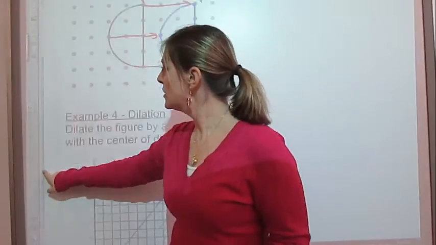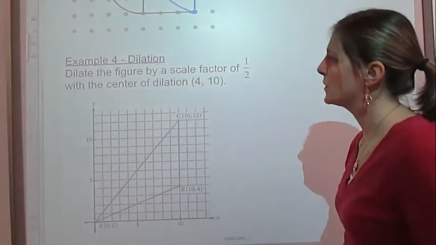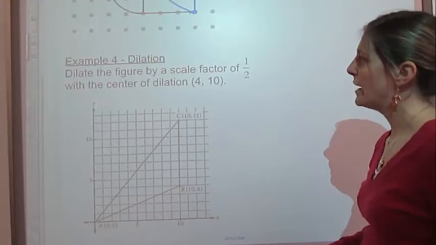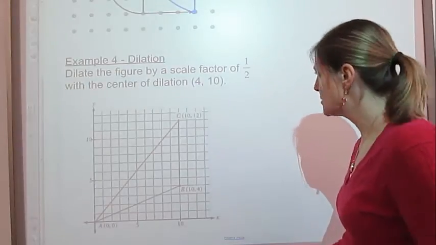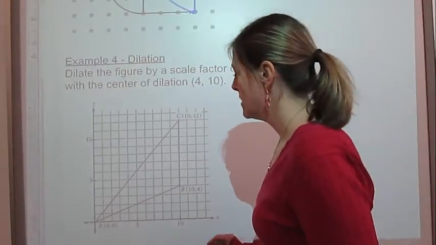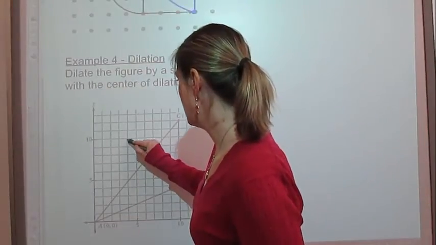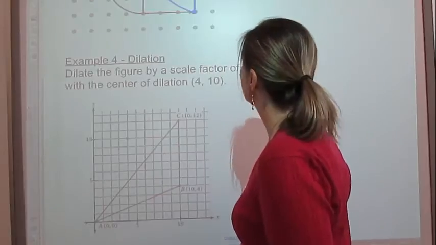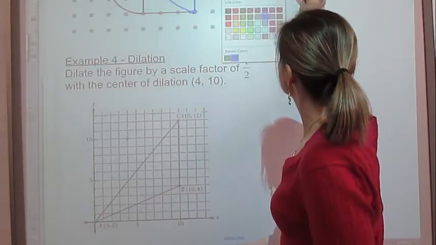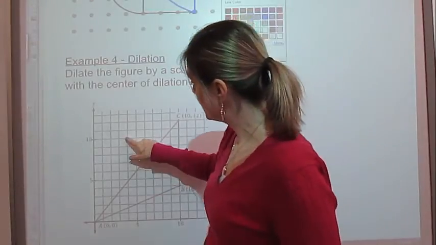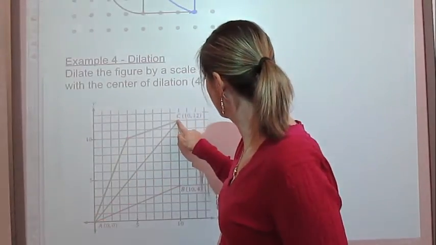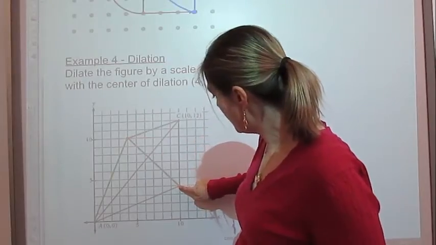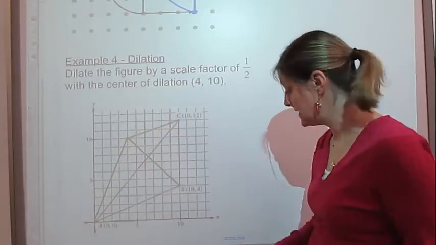All right, now let's take a look at the dilation. The last one, dilation. Dilate the figure by a scale of 1/2, so we know it's going to get smaller, with the center of dilation at 4, 10. So we're going to go over to 4 and up to 10. Now what we need to do is draw our line segments from that center of dilation to each of the points. And then we need to find half of those line segments.